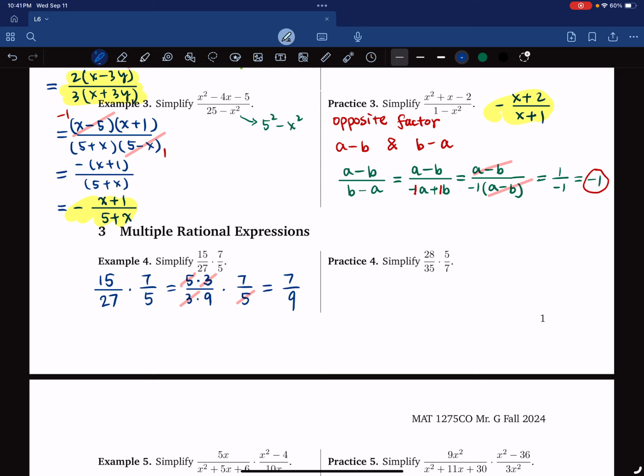And now let's go ahead and finish practice 4. Pause the video. When you are ready to check your answer, you could restart this video. Okay, so hopefully you got something for your practice 4. The answer is 4/7. Let's highlight these solutions.